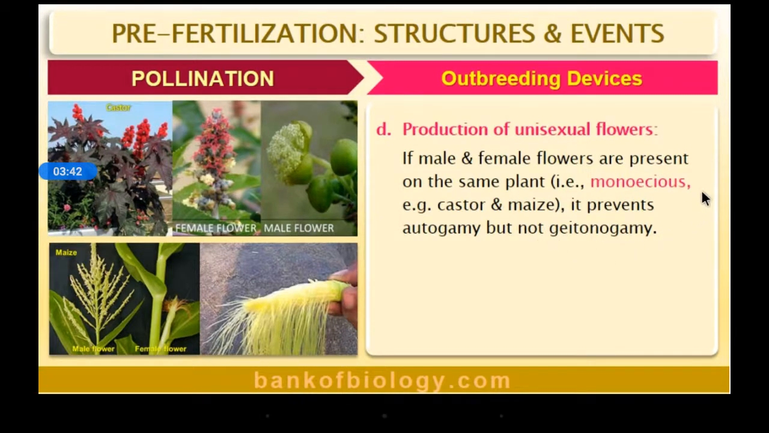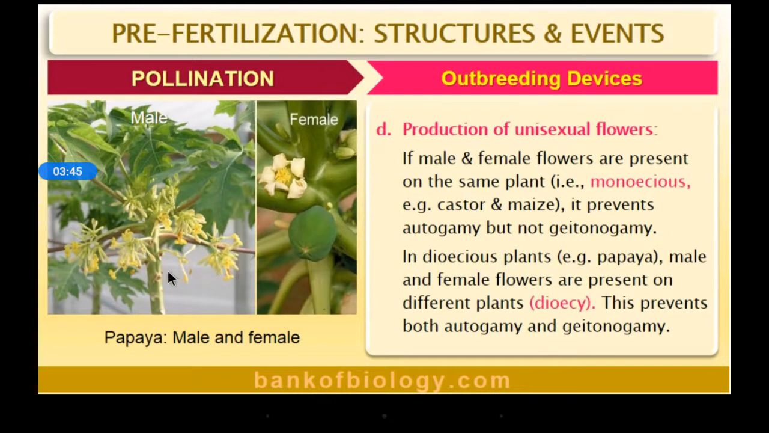Okay. And here you can see the pictures of papaya, male and female. You might have seen in your home garden also a papaya plant with this type of flowers. Actually, that is a male plant. And you might have seen a papaya plant with the fruit. That is the female plant. So in dioecious plants, example papaya, male and female flowers are present on different plants. Here you can see in this plant, male part is there, in this plant, female part. Okay. And this prevents autogamy and geitonogamy.